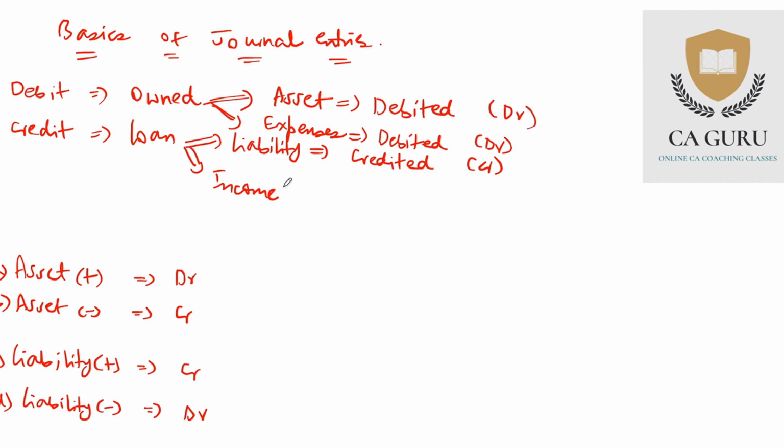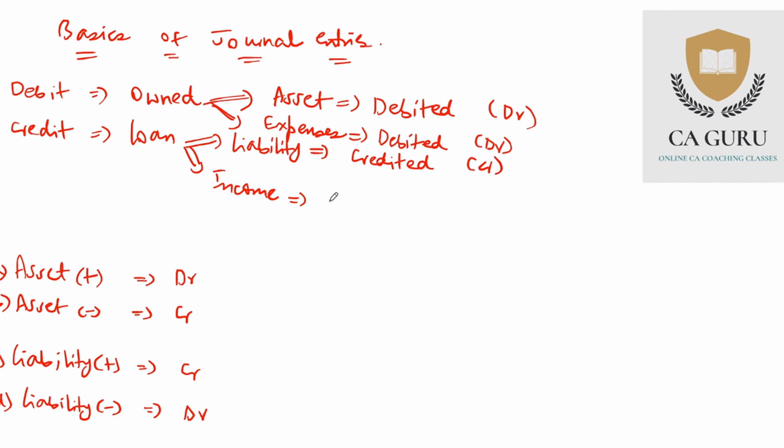Therefore, whatever income is earned by the business is not to be retained by the business itself. It has to be passed on to the owners. So therefore, there occurs an obligation for the business to give it back to the owner. That is the reason why it is like a loan.